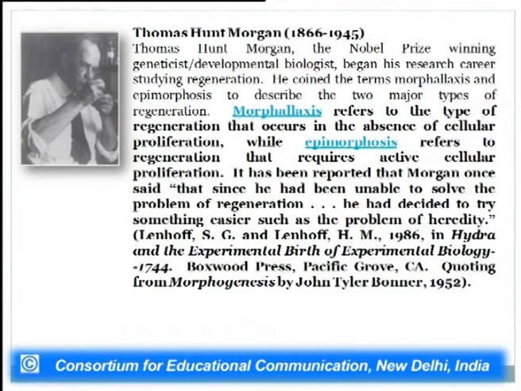It has been reported that Morgan once said that since he had been unable to solve the problem of regeneration, he had decided to try something easier, such as the problem of heredity. So, Morgan's name is associated with heredity and genetics, everybody knows it. But he started working on regeneration, and it was not that easy to uncover the mechanisms of regeneration. That is why he shifted on to the problem of heredity.